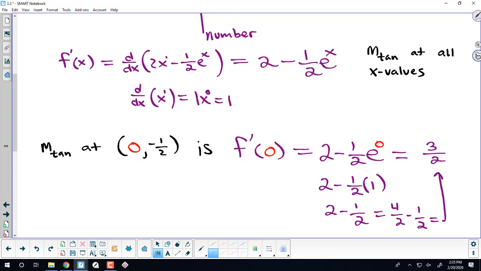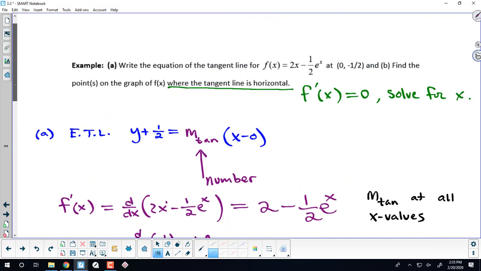You're welcome. So the issue is finding the slope of the tangent line at a point. You've got to find the derivative and then plug in that x value to your derivative. And that's going to give you the slope of the tangent line at that point. So 3/2 is what we're putting in for this up here. Not the derivative function itself, but the derivative at the point.